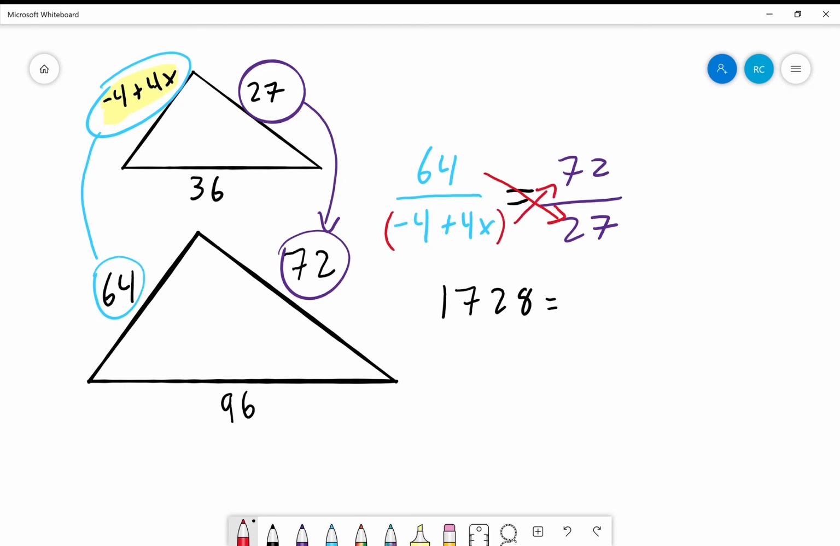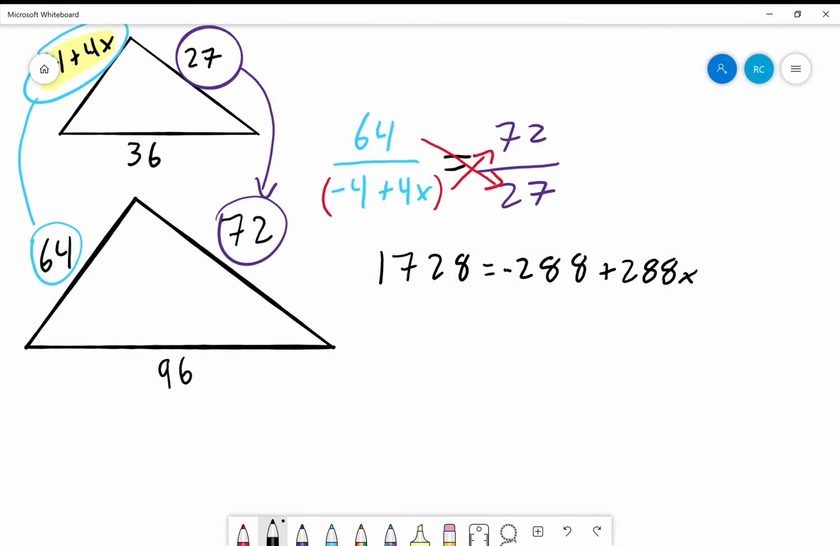And that's going to be equal to, remember that there are these parentheses here, so you have to distribute. -4 times 72 is negative 288, and 4x, or 4, times 72 is positive 288x. So my first step was to multiply top to bottom and bottom to top, and make sure to distribute out. Okay? Now I will do my next step in a different color to make it absolutely clear.